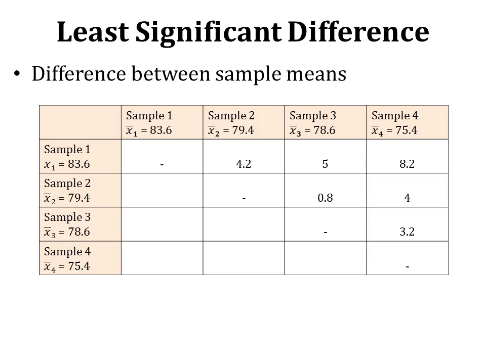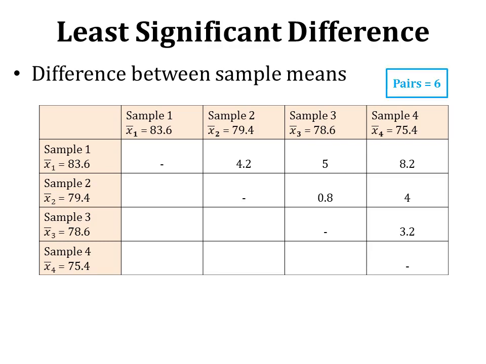And then we have the pair sample number 2 and sample number 3, and the difference of this mean pair is 0.8. And then we have sample 2 and sample 4, so 79.4 minus 75.4, and this is the difference between the pair of sample number 2 and sample number 4. So this is the difference between their mean values. And finally, we have the mean pair of sample number 3 and sample number 4, 78.6 minus 75.4, and we have 3.2. So this is the difference between mean values of sample number 3 and sample number 4.